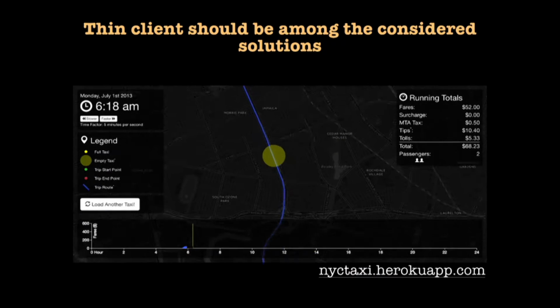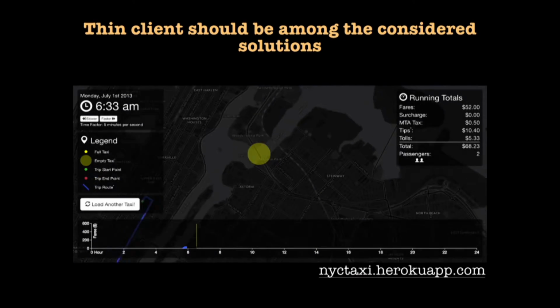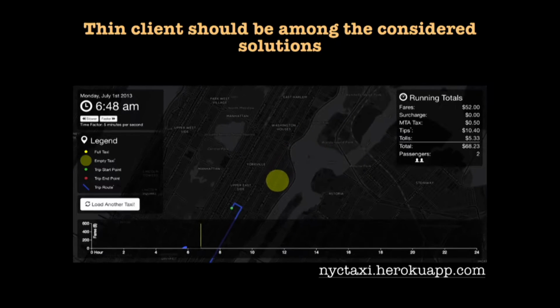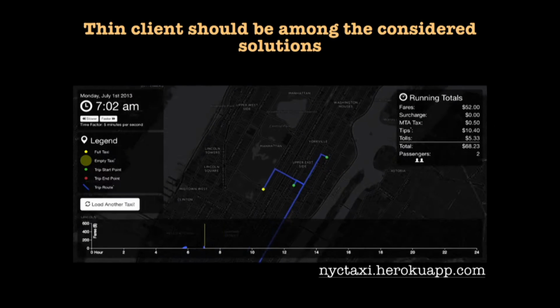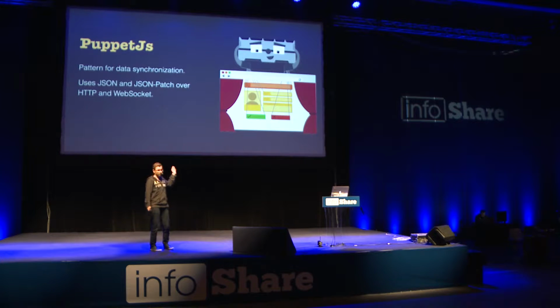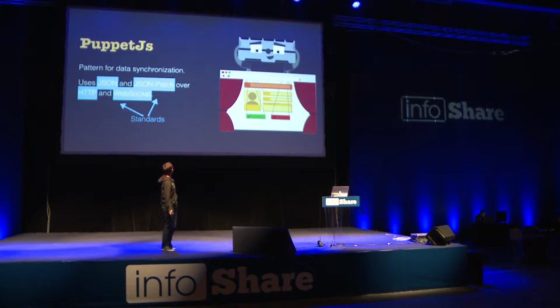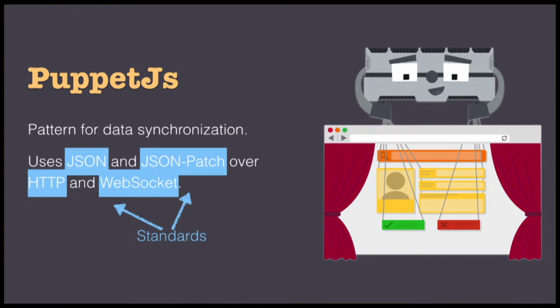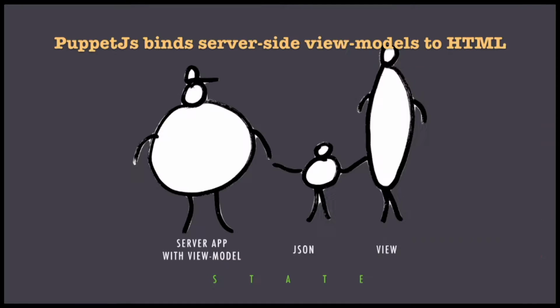So we want to build real-time applications that are transaction-heavy, data-oriented. And I think that for such applications, thin client should be considered. At Starcounter, we have developed a pattern that we use. It's called Puppet.js. It is a pattern for data synchronization. It uses JSON, JSON patch, HTTP, and WebSocket. And these are all standard technologies, so it works with any server. The server needs just to implement a view model pattern, and then this view model is exposed using these technologies.